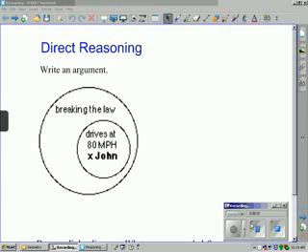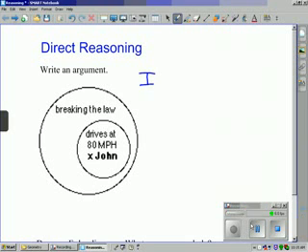In today's lesson, you'll learn about 3 different types of reasoning. The first is direct reasoning. We are to write an argument about this Euler diagram. From our lessons previously, we know that Euler diagrams represent conditional statements, where the inner part of the Euler diagram is the hypothesis of your conditional statement, and the outer part of your Euler diagram is the conclusion of your conditional statement. So our inner part, drives at 80 miles per hour, is our hypothesis.